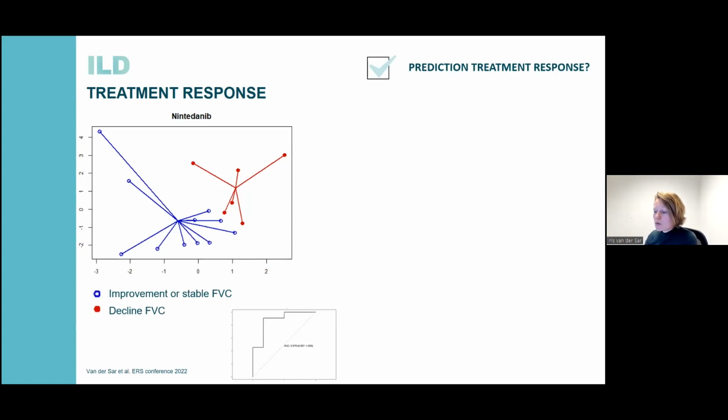In this case, we took the FVC as a measure of pulmonary function and looked from baseline to 3 months after start of treatment, whether they stabilized or improved or declined. The eNose was taken before they started on therapy to see whether we could predict treatment response. And although it's a very small group, these first results are very promising.